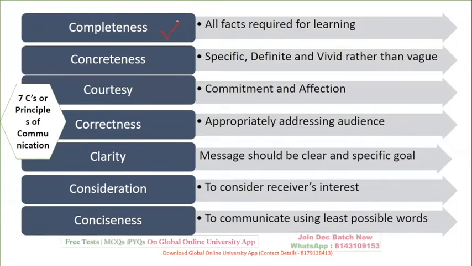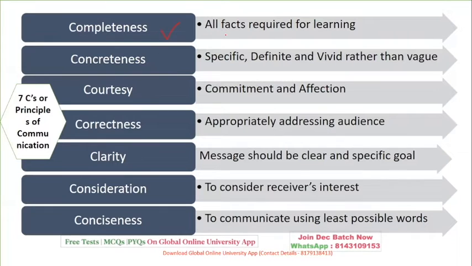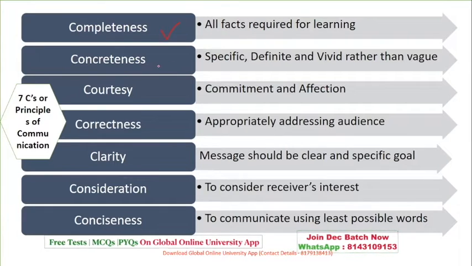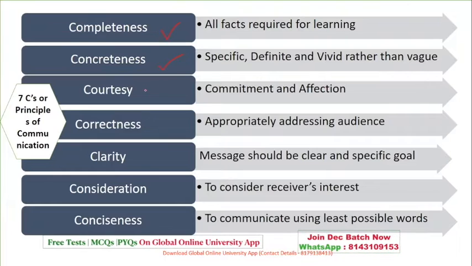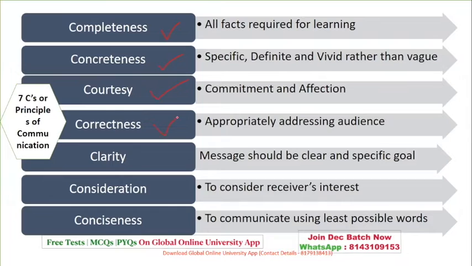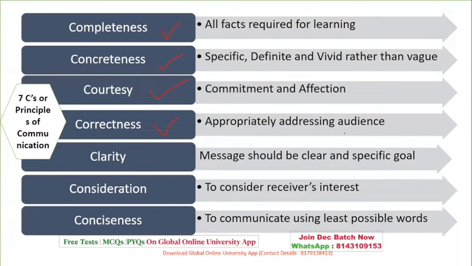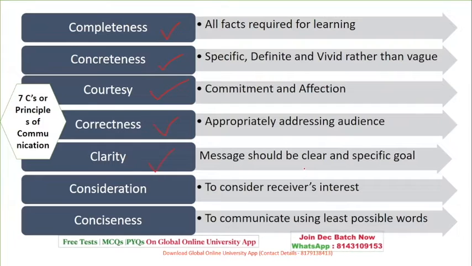That is the 7 C's of principles of communication. Completeness: all the required facts should be there in the message. Concrete: it means it has to be specific, definite, vivid rather than vague. Clear: it means it should not have any confusion or unclarity. Courtesy: it means a commitment and affection in the communication. Correctness: it means appropriately addressing the needs of the audiences. Clarity: it means the message should be very clear.